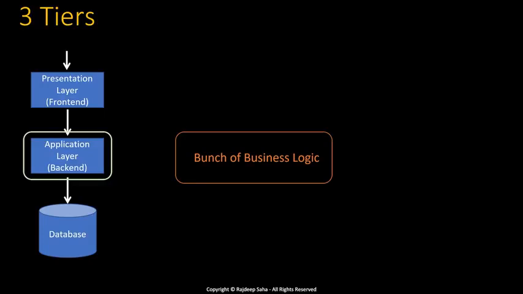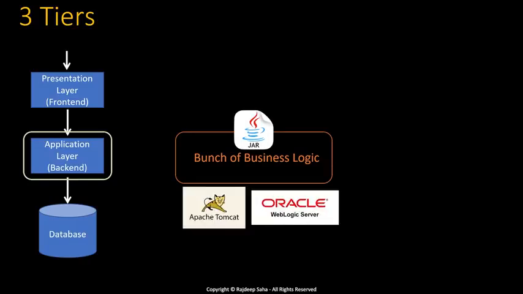One example of this layer is your Java code running in a jar file, and this jar file is running in an Apache Tomcat application server or Oracle WebLogic server. But you don't have to remember Nginx, Apache, Oracle, etc. I'm just giving an example. At the end of the day, it could be any software where you can run this backend layer. If that's just an API running on a container or running on Lambda, that's totally fine.